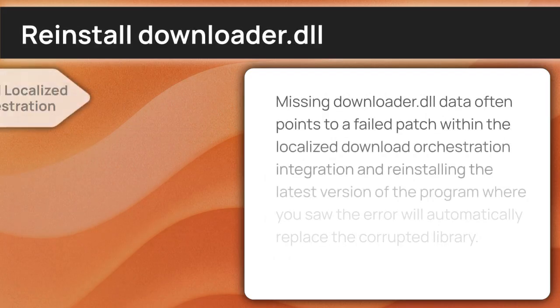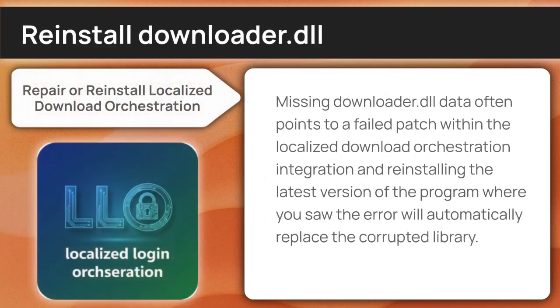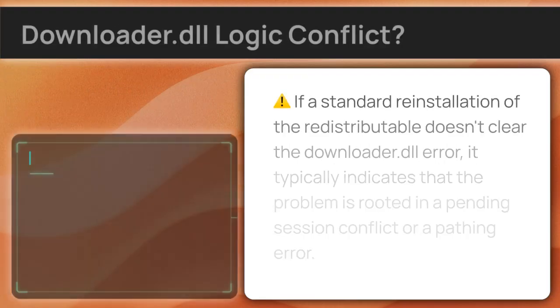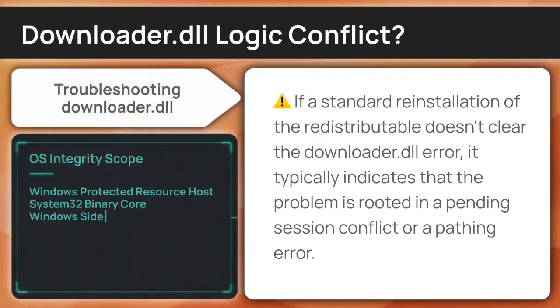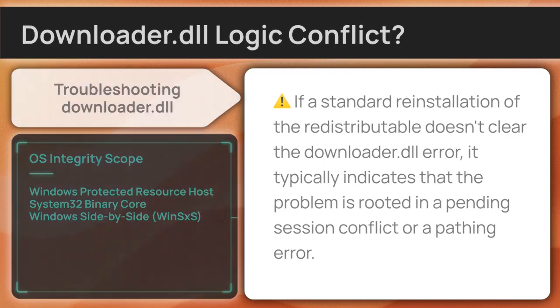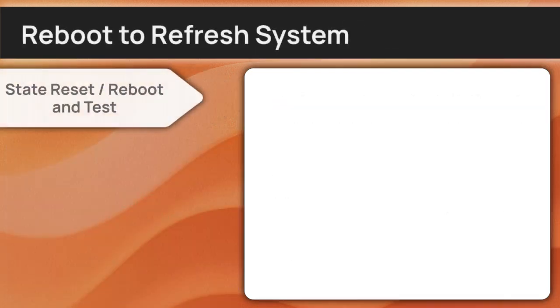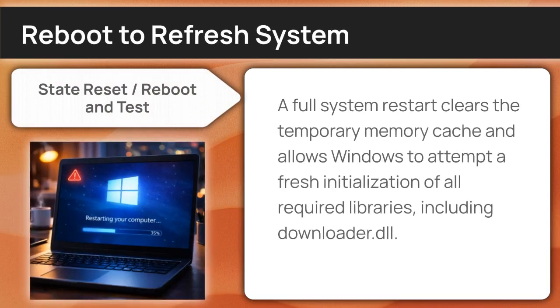Missing downloader module DLL data often points to a failed patch within the localized download orchestration integration, and reinstalling the latest version of the program where you saw the error will automatically replace the corrupted library. If no luck was had with that, we will escalate the fix by performing a targeted reset of the system state. A quick reboot can determine if the error is transient. While it won't fix a deleted file, it can re-establish the connection between your software and the downloader module file if the path was temporarily busy.